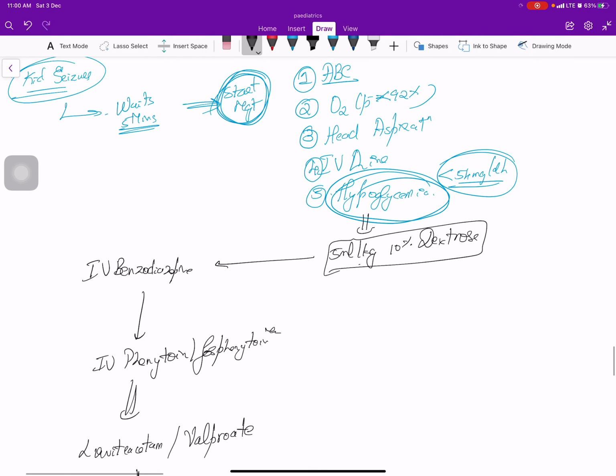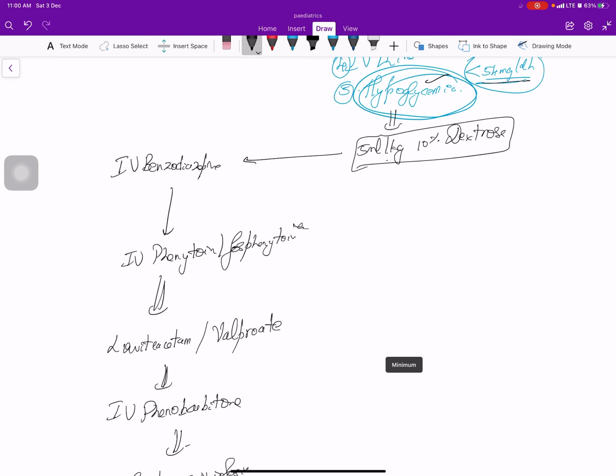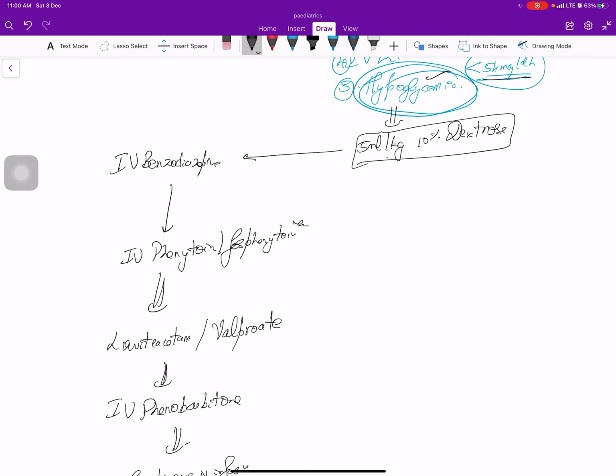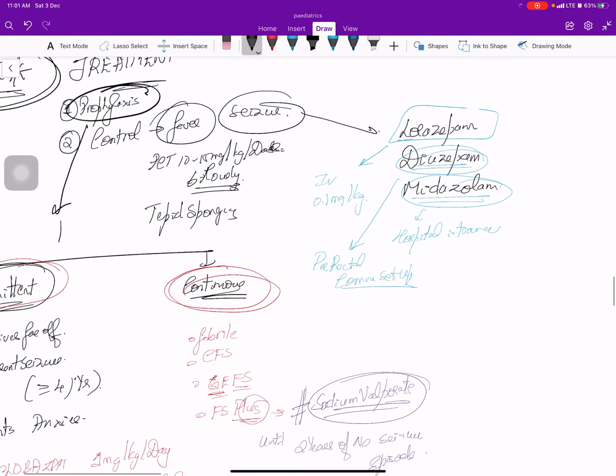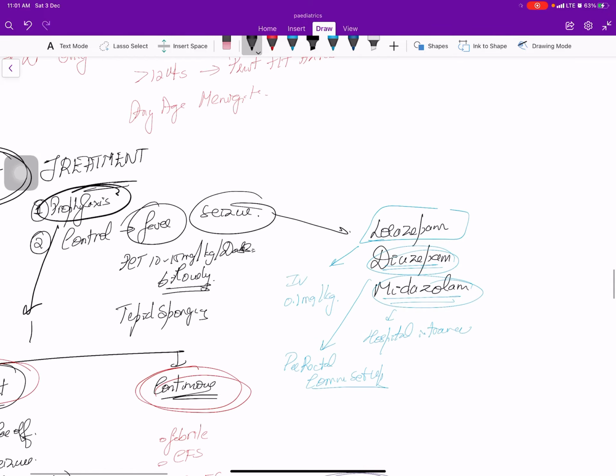So let's see. Now 5 minutes over, kid still having a seizure. Let's go with our 5 points. Airway, breathing, oxygenation. Don't let the kid go into aspiration. Secure an IV line. Hypoglycemia prevented with 5 ml per kg, 10% dextrose. What is the treatment we're going to give? We're going to give benzodiazepine. Which one? Lorazepam, midazolam. How much? 0.1 milligram per kg per dose. And repeat the dose. This is the same treatment that we give for, if you recall, febrile seizures: lorazepam, diazepam, midazolam.